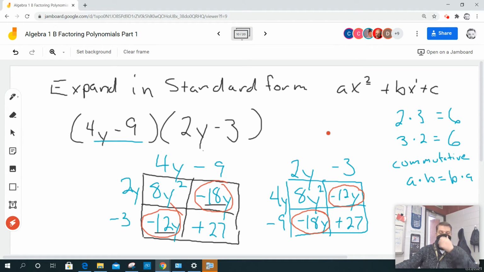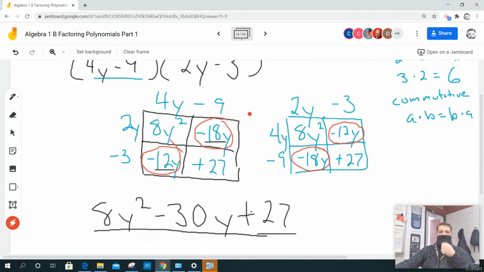Now, one of the things I said earlier is that multiplication is commutative. And what that means is 2 times 3 is 6. Or 3 times 2 is also 6. So that means that A times B is equal to B times A, as long as you're just multiplying. In other words, it doesn't matter. I could flip-flop this with this, and it'll still be the same answer.